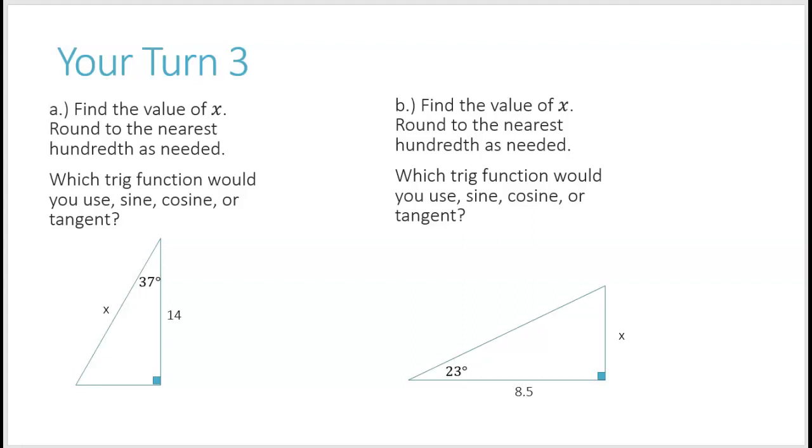Okay, welcome back. So we now are looking at your turn problems. We're going to do some your turn problems, these two on this screen, and then we're also going to do a couple of pages of practice, and I'm going to keep all of that in this video.